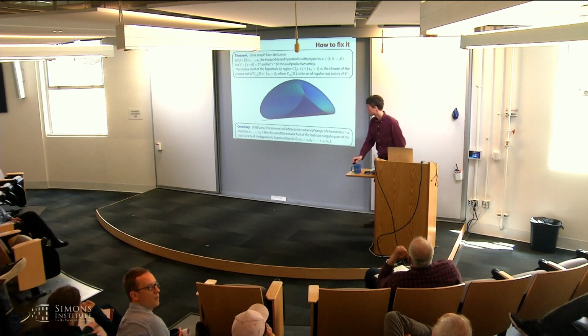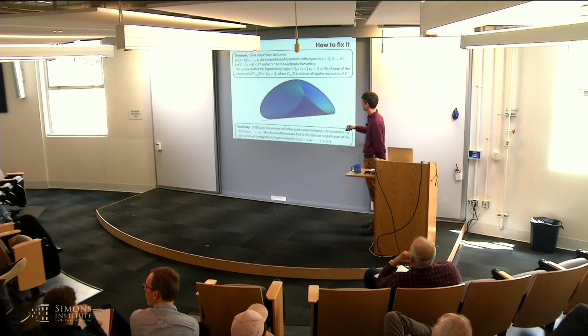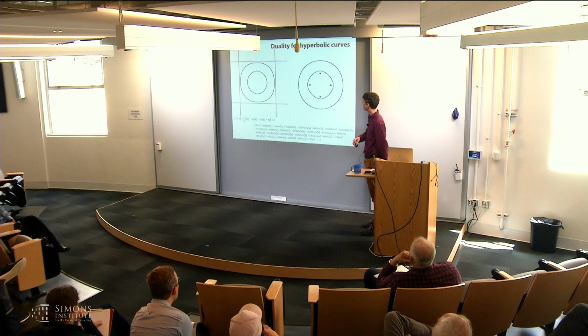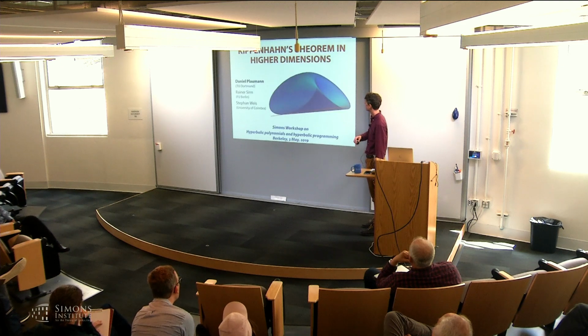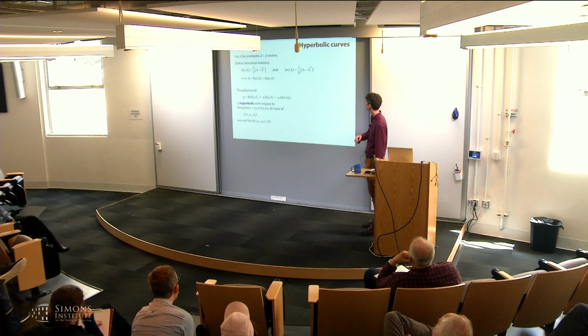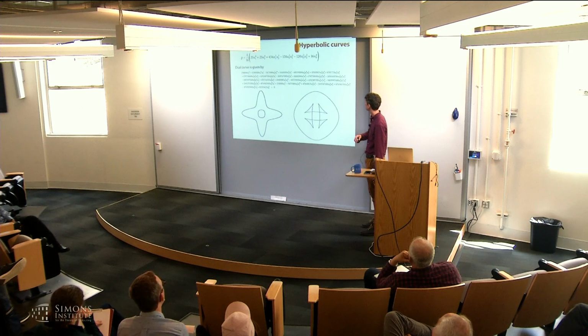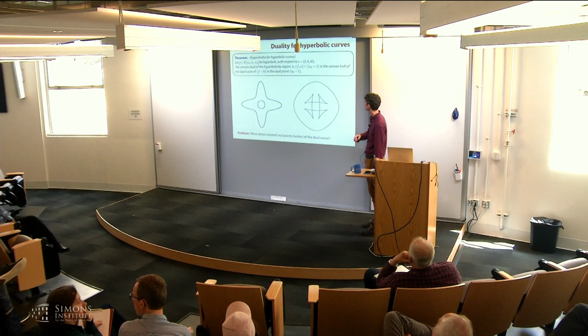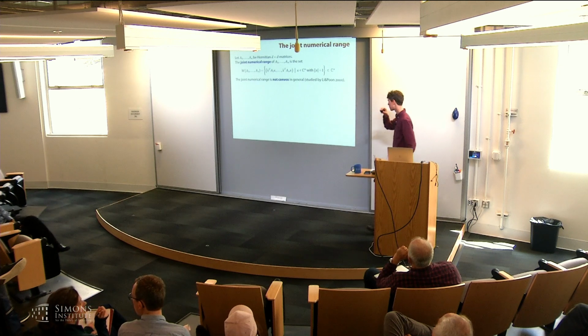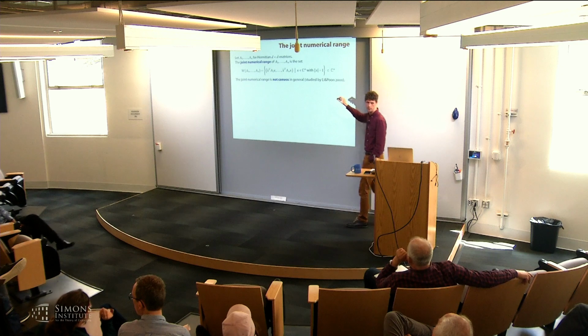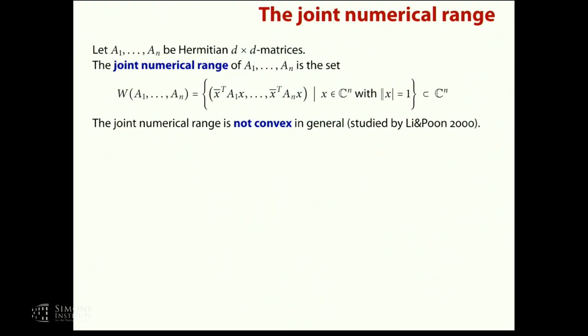So I mentioned this, we didn't really look at it, but there are these people who studied convexity of this thing. Lee and Poon. They did this analysis of convexity of the joint numerical range, and they looked at exactly what you suggested. What if I don't go from rank 1 to the convex hull all at once, but do it step by step? What can you say? When does it first become convex?